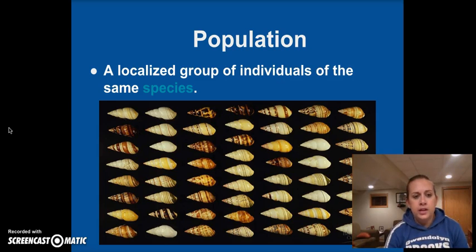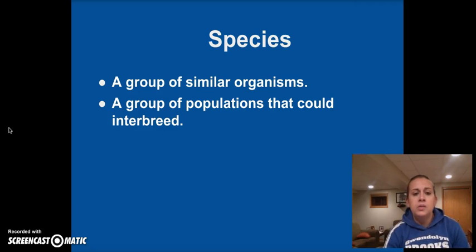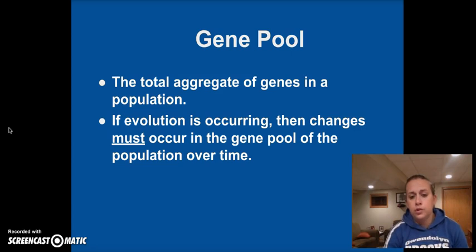So a population is going to be a localized group of individuals of the same species. When we are looking at evolution, we're not looking at individuals and we're not looking at a whole species. We are looking at one group of individuals of the same species who live in the same area. Now a species is larger than that. A species is a group of similar organisms. They usually have multiple populations, and multiple populations are considered the same species if they could potentially interbreed and produce fertile offspring.